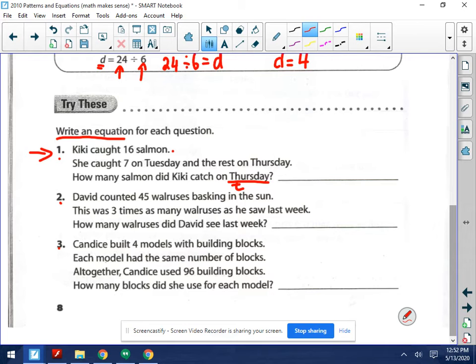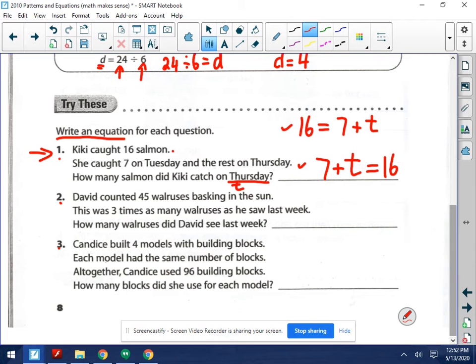She caught 16 salmon altogether. So altogether, she's going to have 16 salmon. She catches 7 on Tuesday plus the rest on Thursday. We don't know how many that is. That could be an equation that we could write for that answer. Now, you may have written it a different way. You could have said the 16 salmon that she caught is the number that she caught on Tuesday plus the number that she caught on Thursday. That would be correct as well.